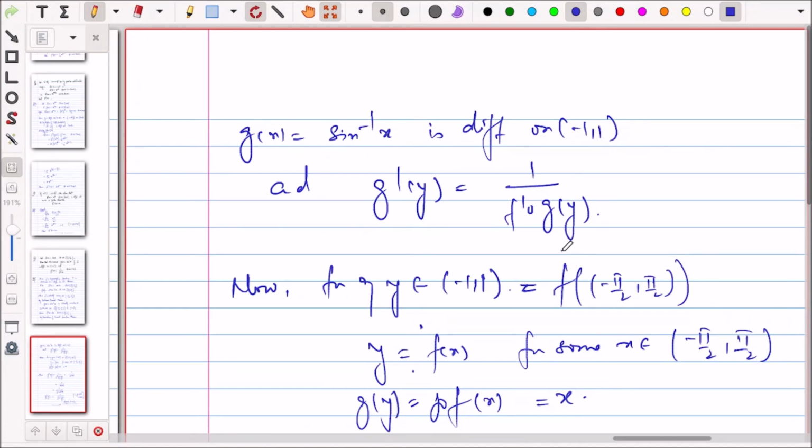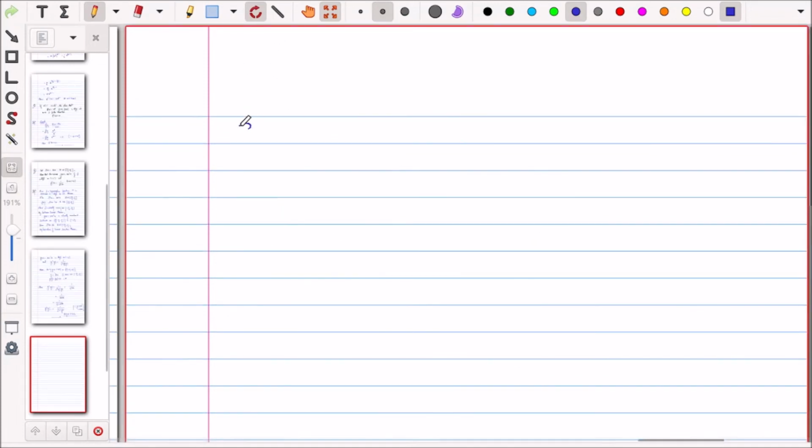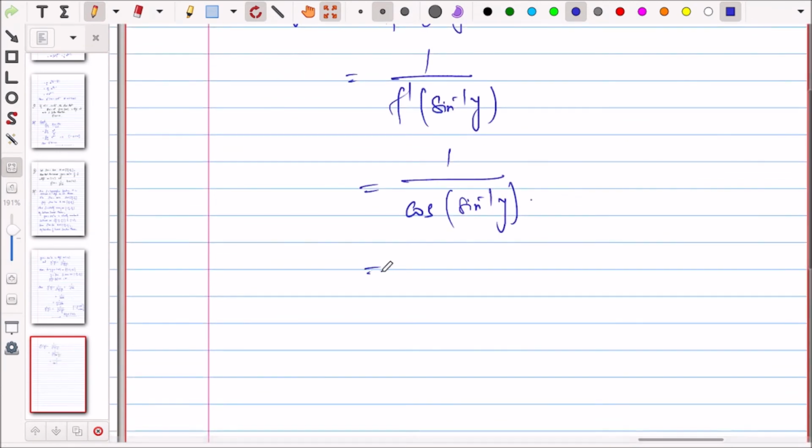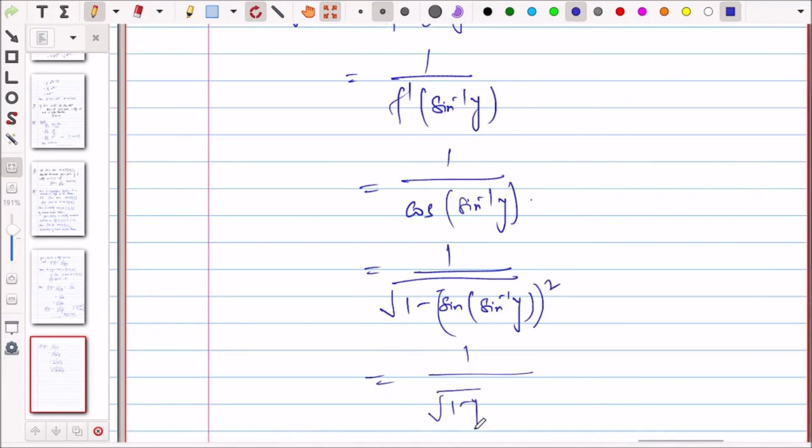Sir, explain from here once more. Which one? Look, sir, if we had done this, g dash, or we could also do it this way, g dash is 1 by f dash of g(y), so this is nothing but 1 by f dash of sine inverse y, right? So this is cos of sine inverse y, so this will be 1 by square root of 1 minus sine of sine inverse y whole square, so this is 1 by square root of 1 minus y square.